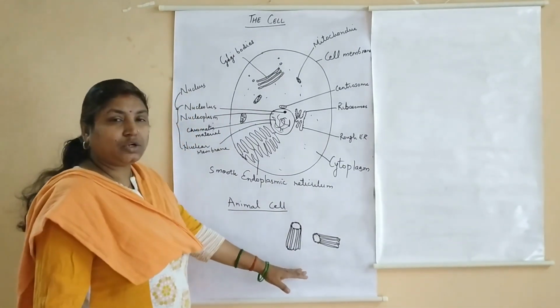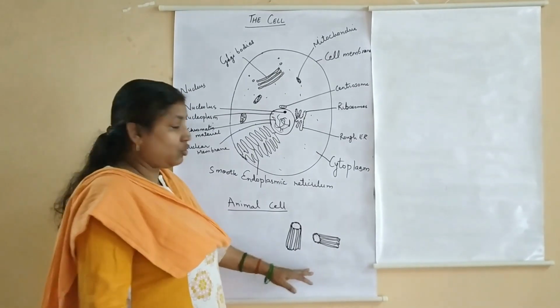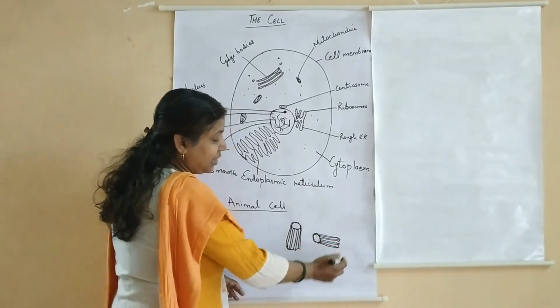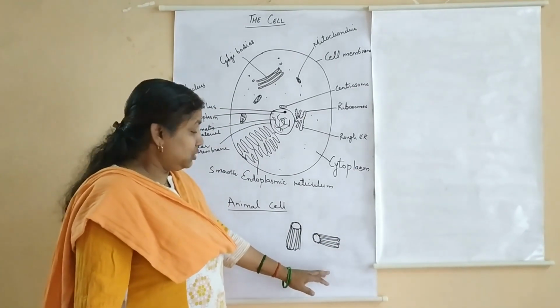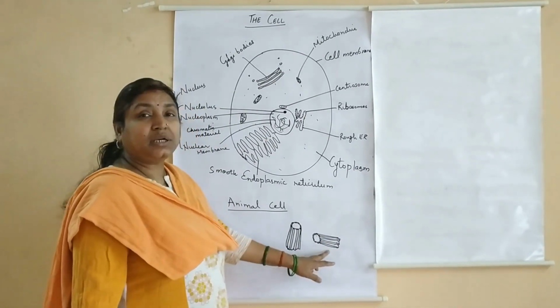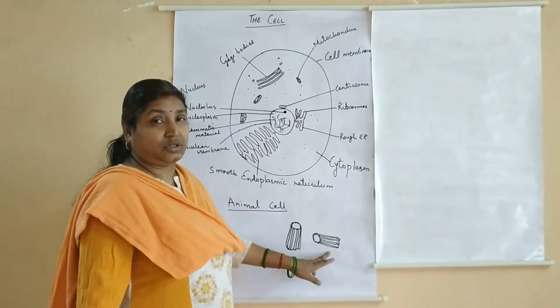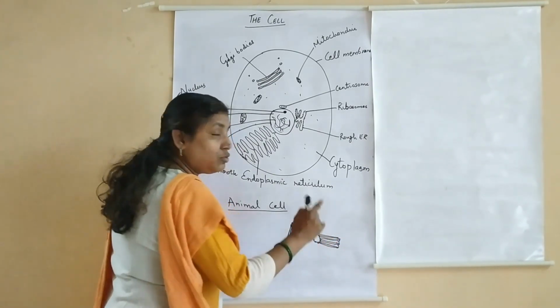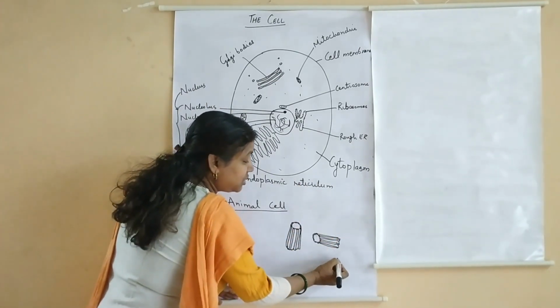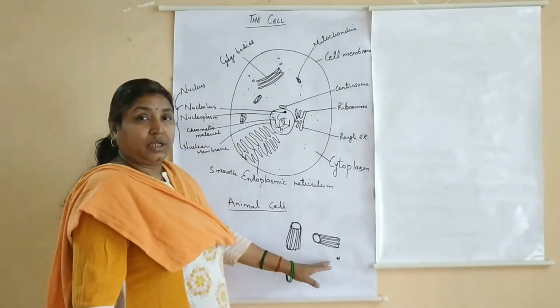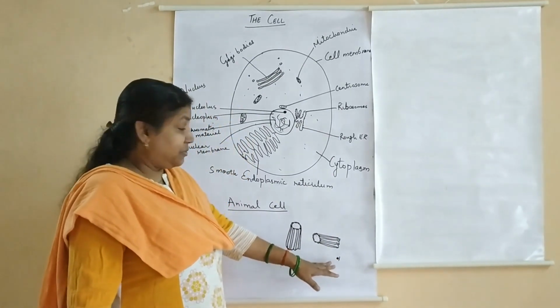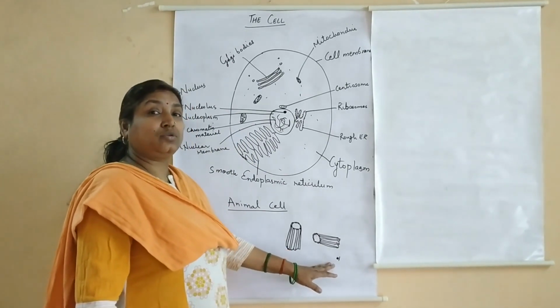So these are centrioles. These are made up of microfilaments. You can see small filaments combined together to form two centrioles, and they are present at right angles to each other. If you look under the microscope, you will see the centrioles like this, at right angles to each other.